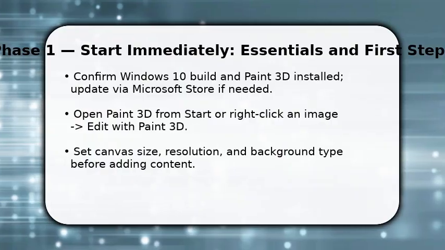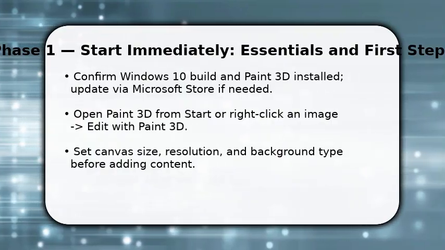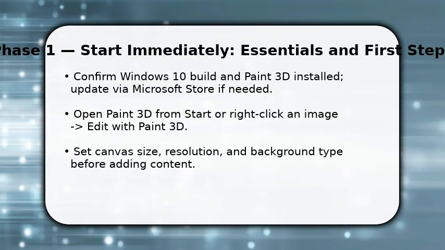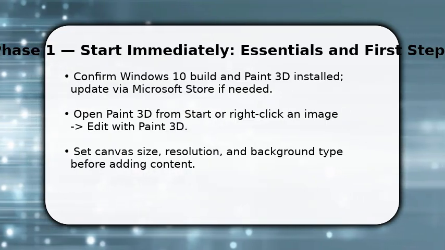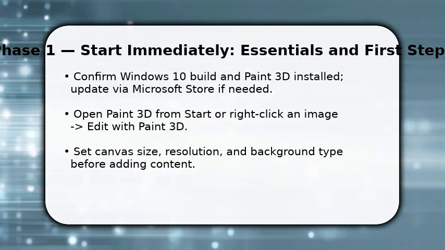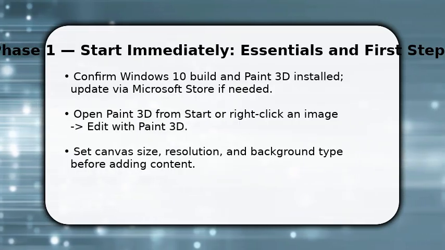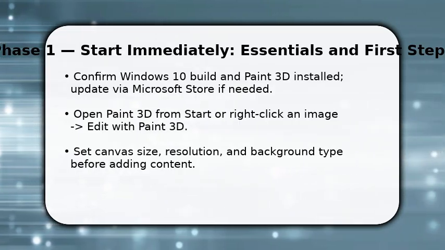You'll start by confirming prerequisites. Make sure Windows 10 is reasonably up to date and Paint 3D is installed. Open the app from Start or right-click an image and choose Edit with Paint 3D. This puts you immediately into the workspace.